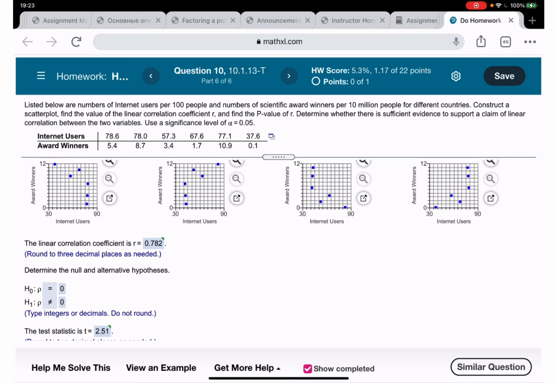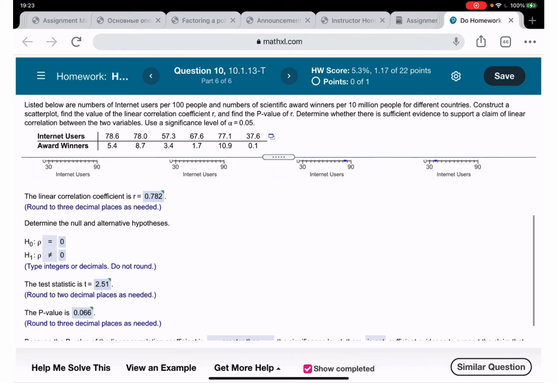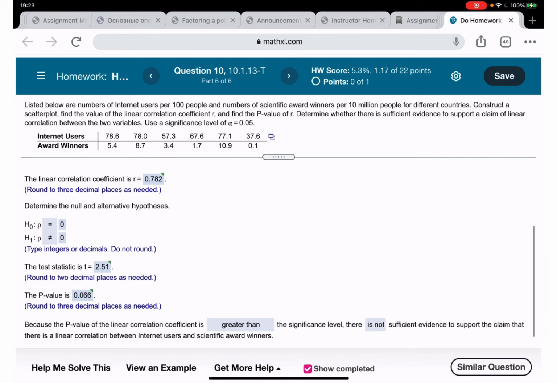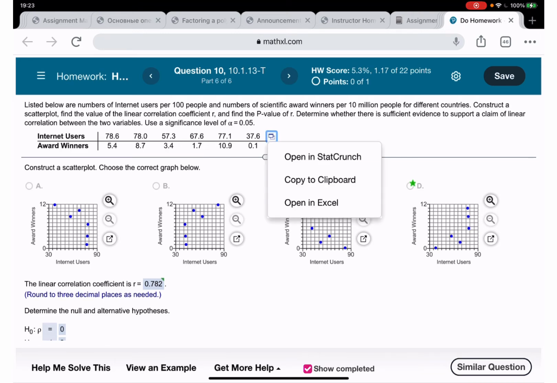So what do we have here? Listed below are numbers of internet users per 100 people and numbers of scientific award winners per 10 million people for different countries. Okay, find p-value, determine sufficient. So if it says for different countries, then it's going to be equal, not equal. Raw correlation, right? So we are going to get test statistics, p-value, and correlation coefficient. All right, let's go get it.